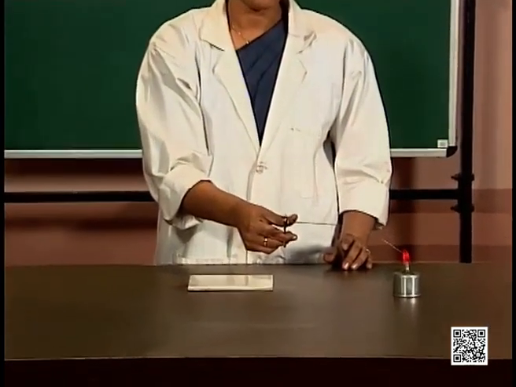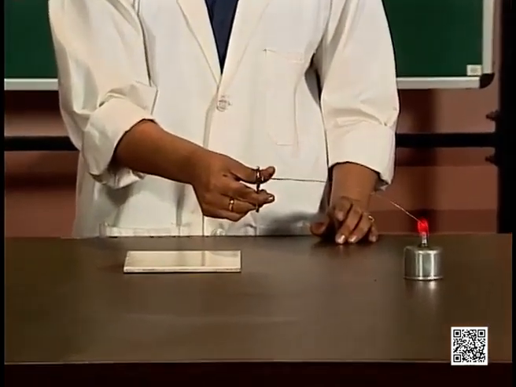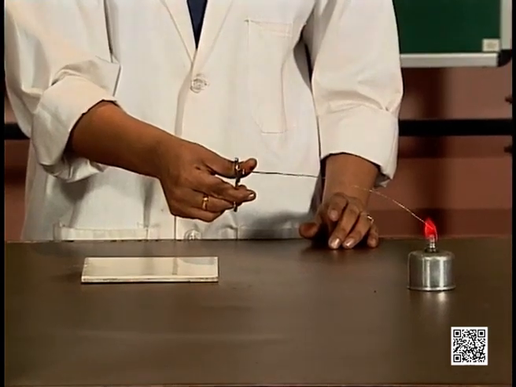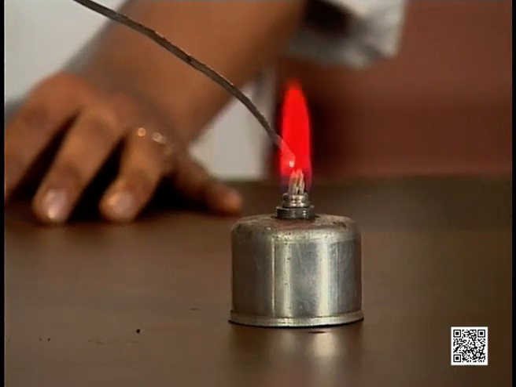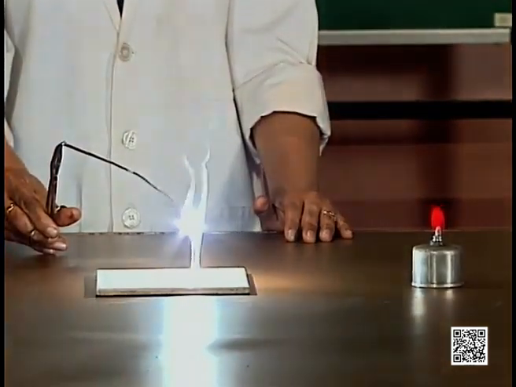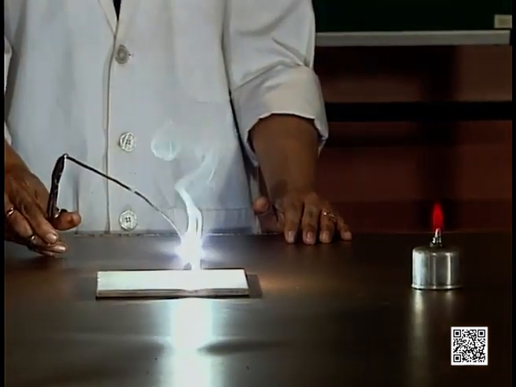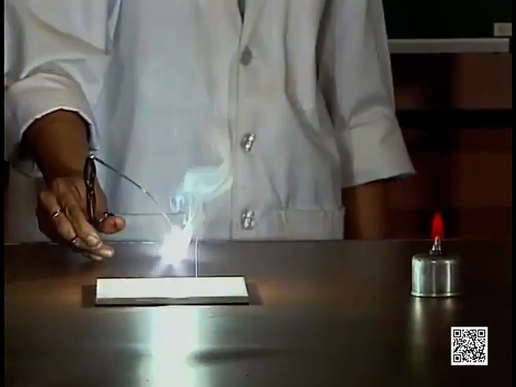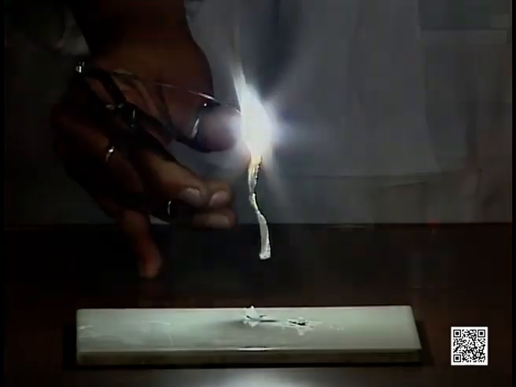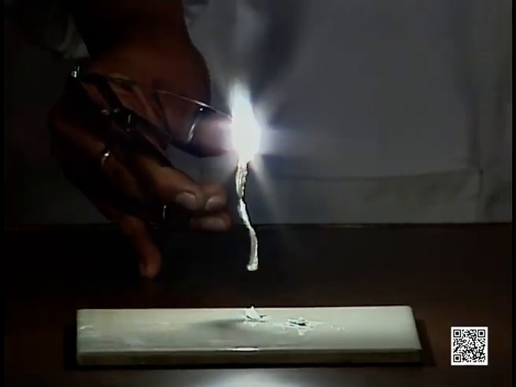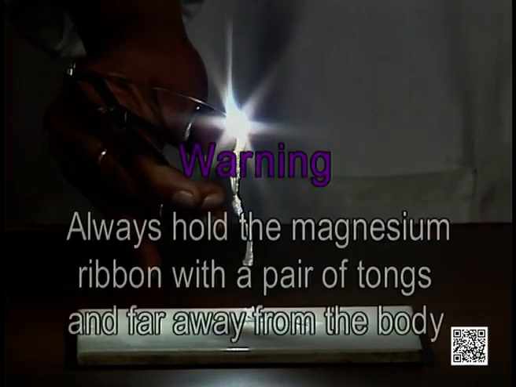Always hold the ribbon away from you. See how it burns with a dazzling white flame, forming ashes of magnesium oxide. Never look directly into the flame of burning magnesium.